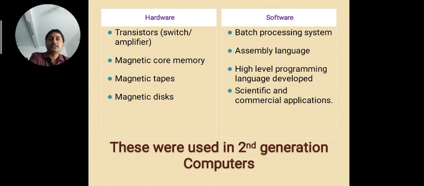higher standards. The scientific and commercial applications, because the size was reduced, so cost will also reduce, and some advancement was there, so it got some popularity in the commercial sector also. Initially it was famous for the scientific, now second generation got popularity for scientific and commercial both.